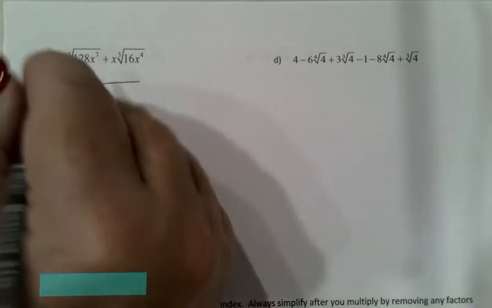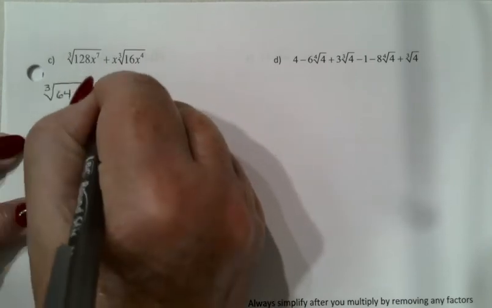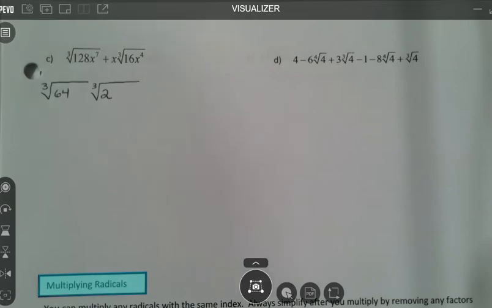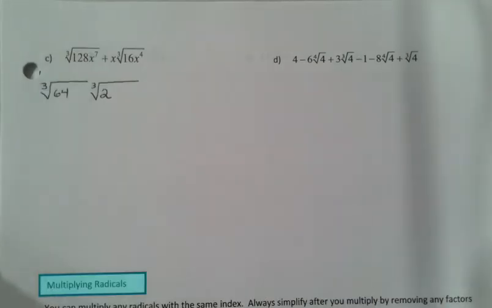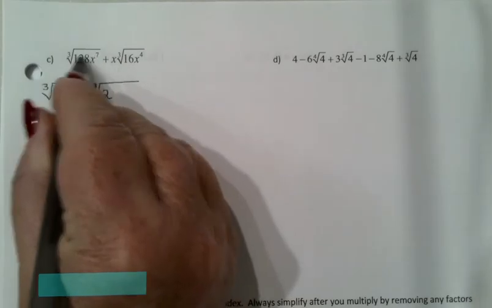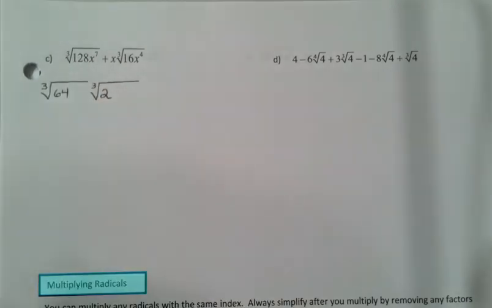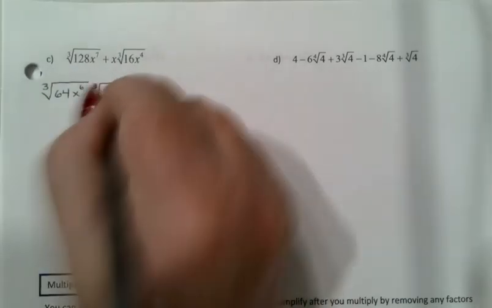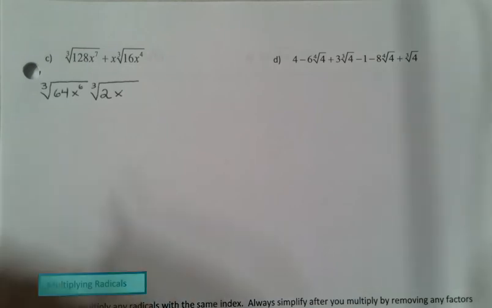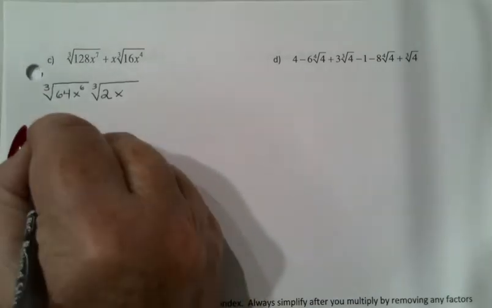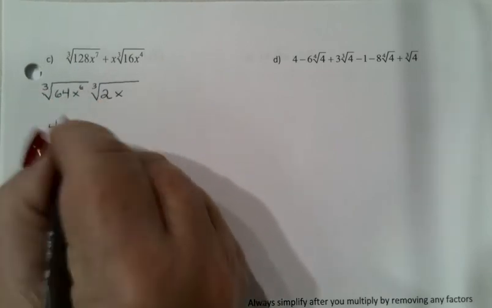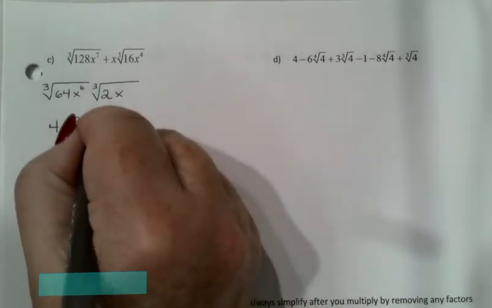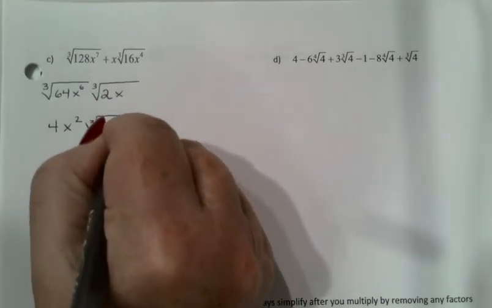And I think 64 times 2 would be a good way to go there. And then I look at the x's. With those x's, I need the power to be divisible by 3. So the closest I'm going to come there would be x to the 6th, with the extra x to the first over here. The cube root of 64 is 4, and dividing the exponent by 3 gives me x squared. And then I still have a cube root of 2x.